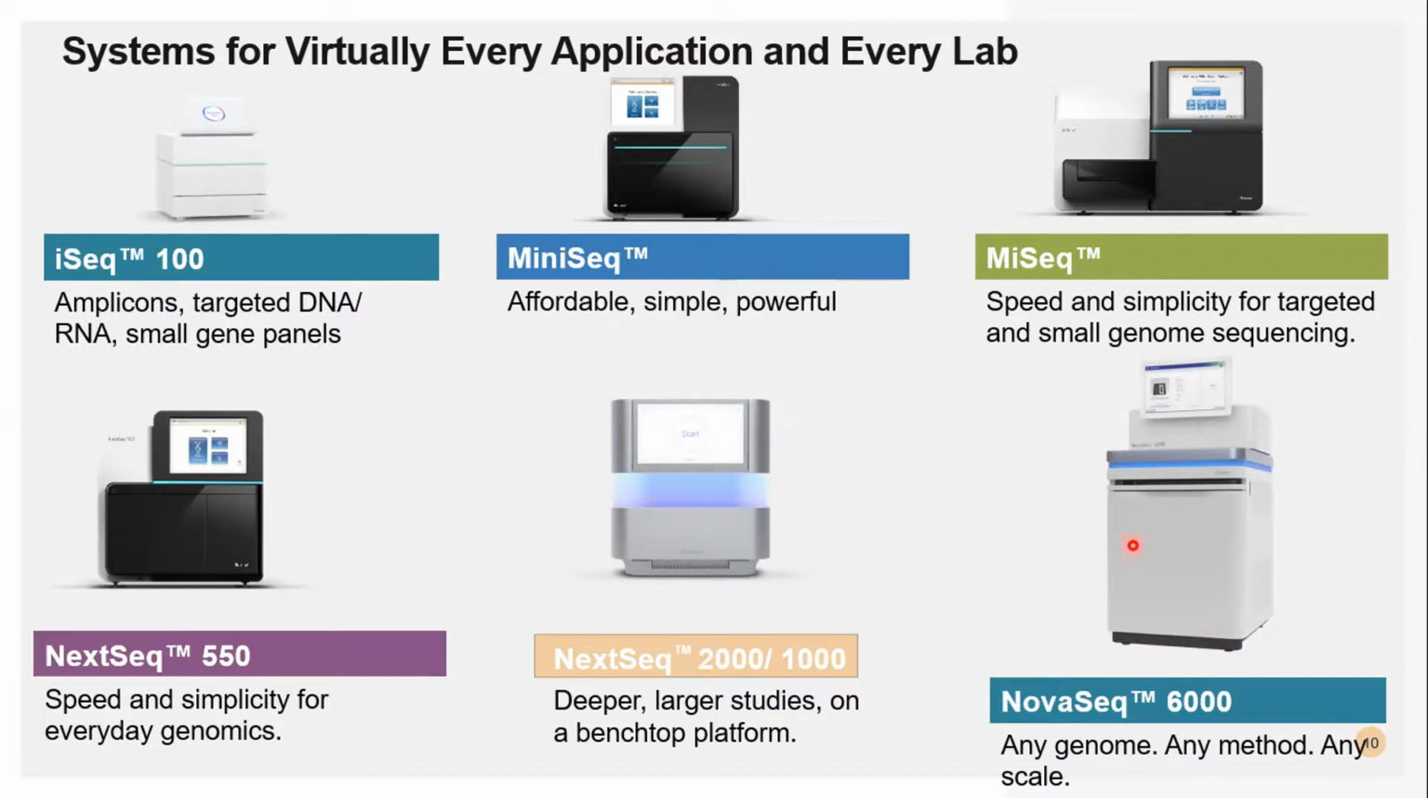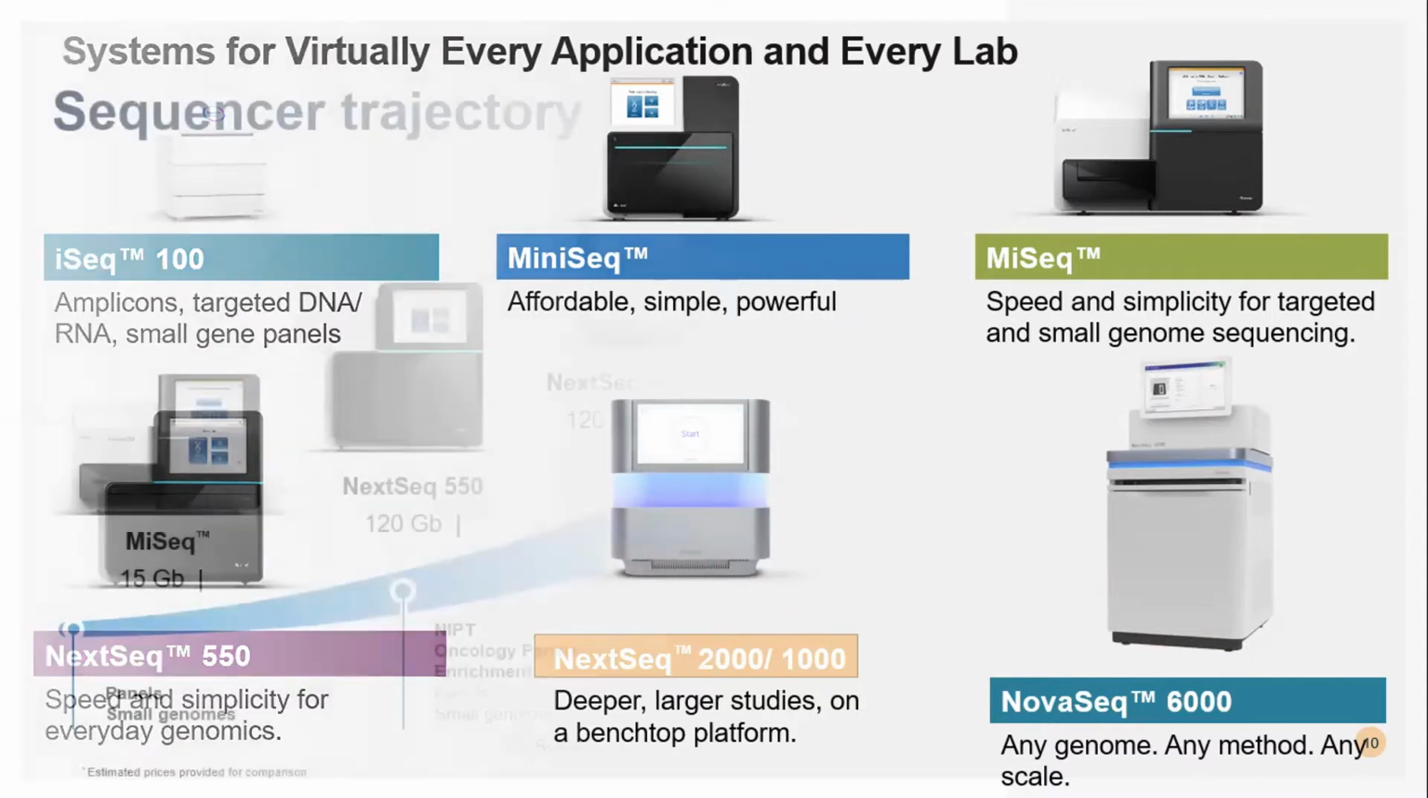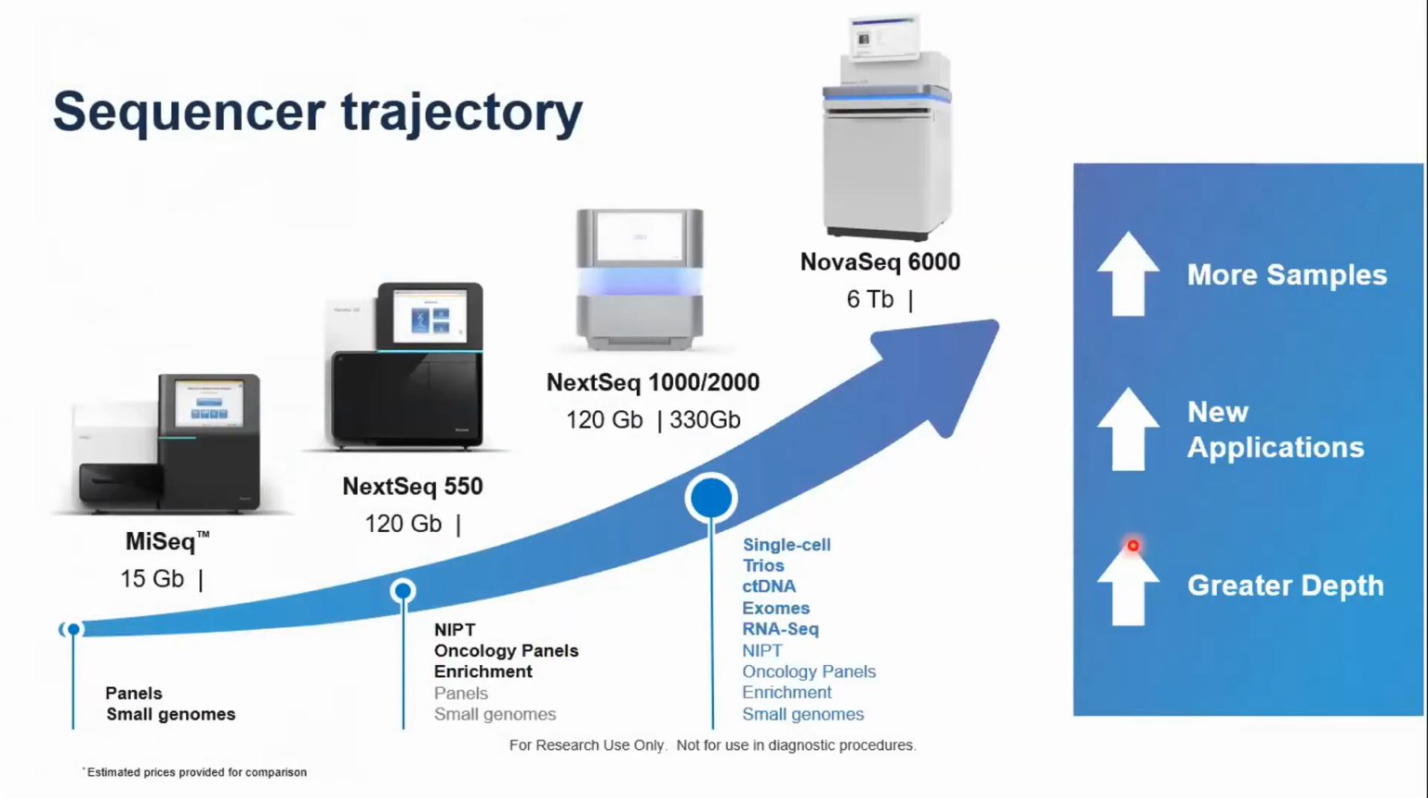Depending on what you want to sequence and what your approach is, you could pick any of these platforms to do the sequencing. So how do these sequencers vary from each other? As I said in my previous slide, they go from iSeq to NovaSeq, from smaller to bigger platforms.